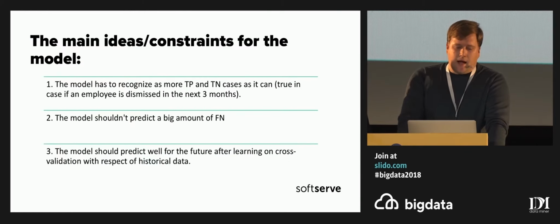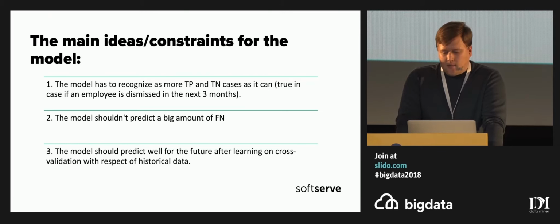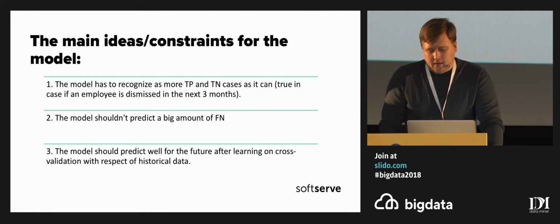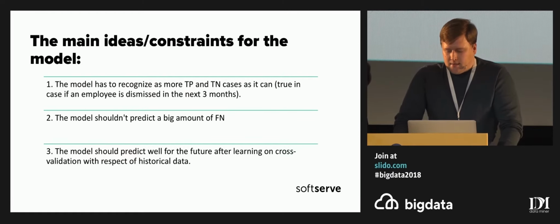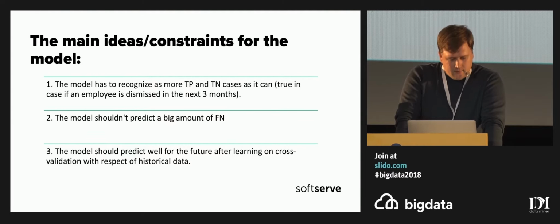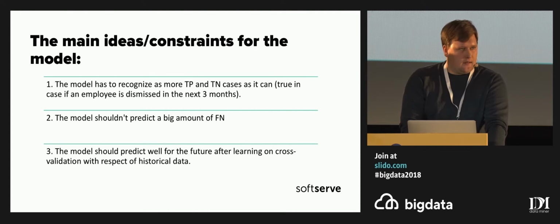This fully depends on business requirements and inputs. And the main ideas and constraints for our model from the business are next. The model has to recognize as many true positive and true negative cases as it can. True in case an employee is dismissed in the next 3 months. We need accuracy as good as we can get. The model shouldn't predict a big amount of false negatives, because we can predict a lot of employees as dismissal risk. And next, the model should predict well for the future after learning on cross-validation with respect to historical data.